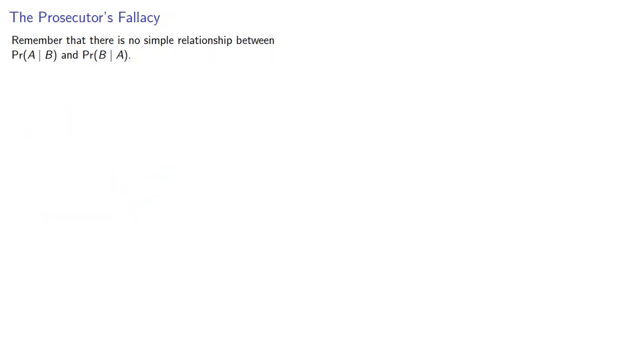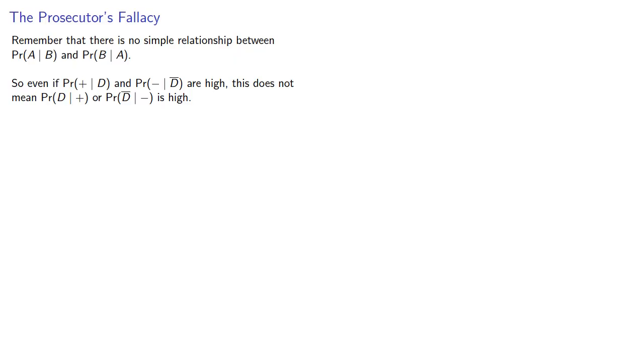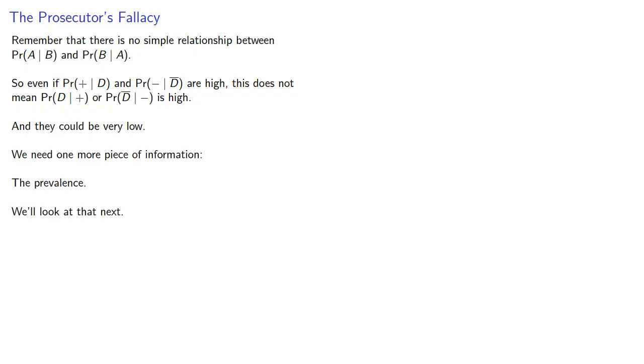So remember, there's no simple relationship between the probability of A given B and the probability of B given A. So even if our sensitivity and specificity are high, this does not mean that the probabilities when we switch the events is also high. And in fact, they could be very low. In order to answer this, we need one more piece of information, the prevalence. We'll take a look at that next.